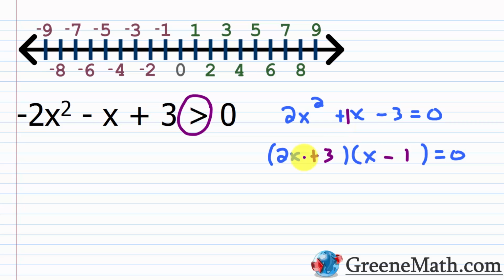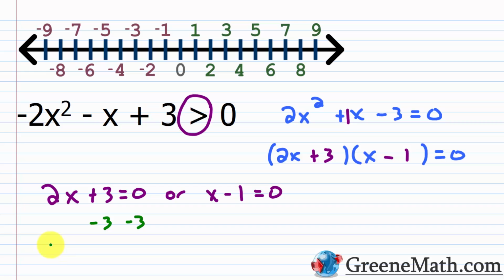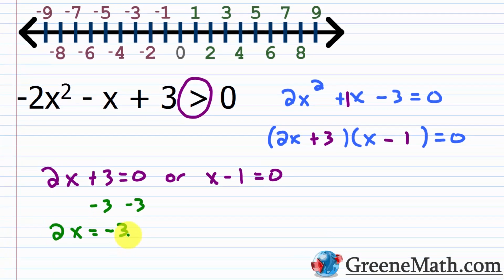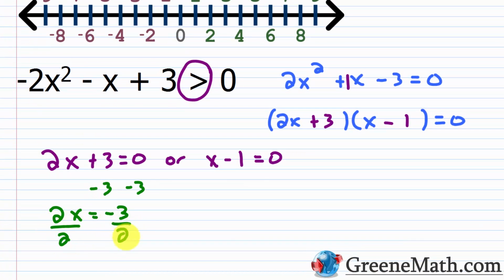So I'm now going to set each factor equal to 0. So 2x plus 3 equals 0. Then, or, I'm going to set x minus 1 equal to 0. For this one, I'm just going to subtract 3 away from each side of the equation. I'll get that 2x is equal to negative 3. Divide both sides by 2, and I'll get that x is equal to negative 3/2. For this one, I would add 1 to each side of the equation, and I would get that x equals positive 1.